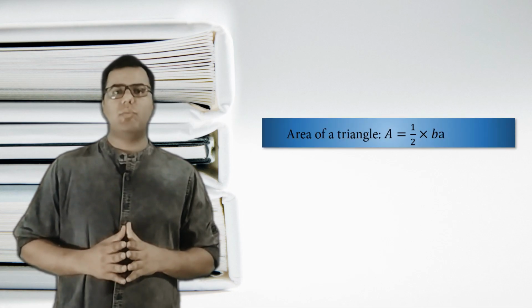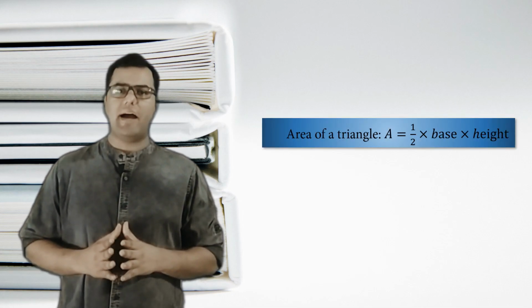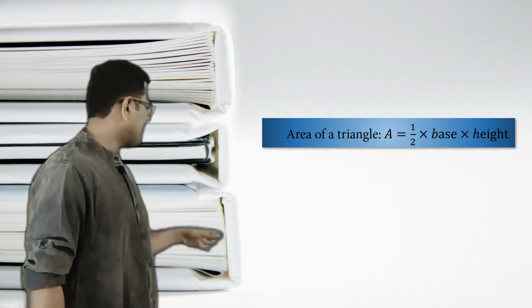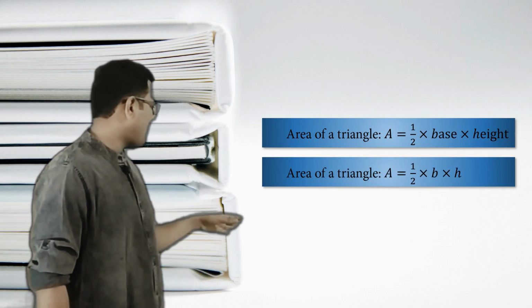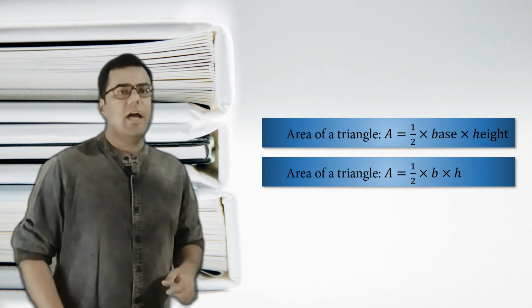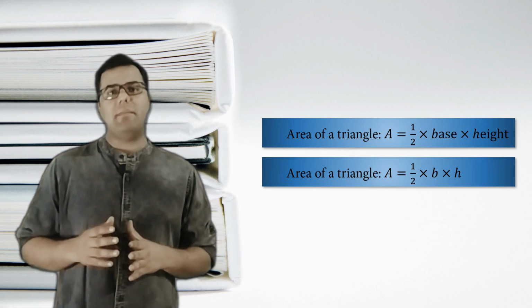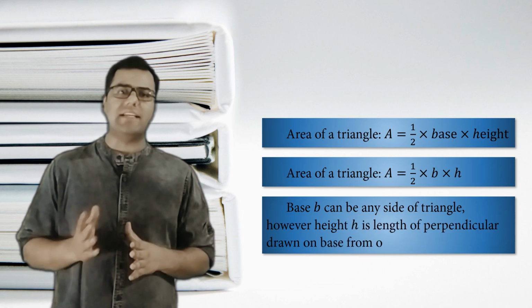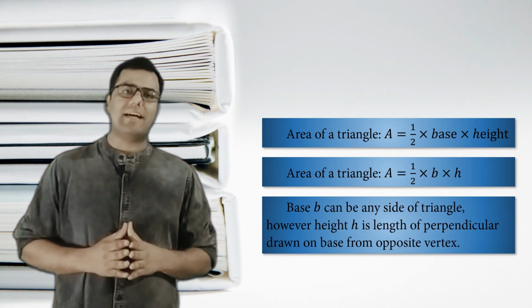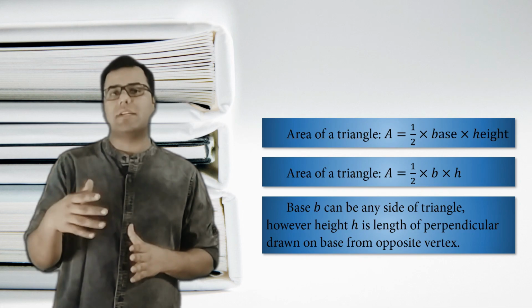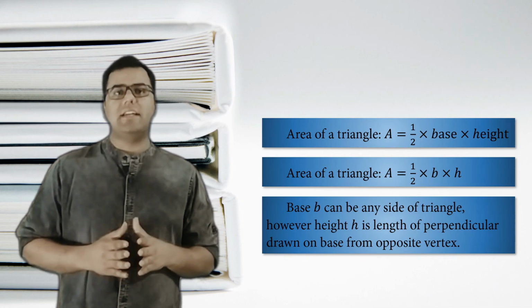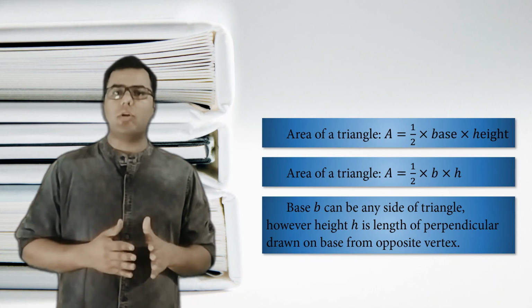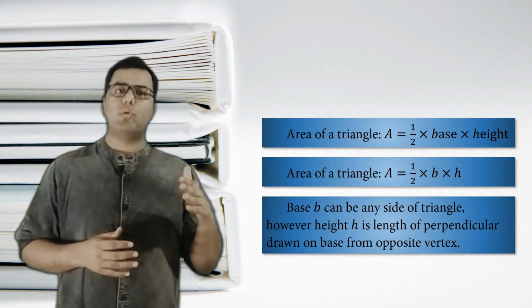The formula for the area of a triangle is given as 1 by 2 multiplied by base multiplied by height, or it is written as area A equals half into B into H. Here base B can be any side of the triangle. Remember, base B can be any side of the triangle. However, height is not just another side. Height H is the length of the perpendicular drawn on the base B from the opposite vertex.